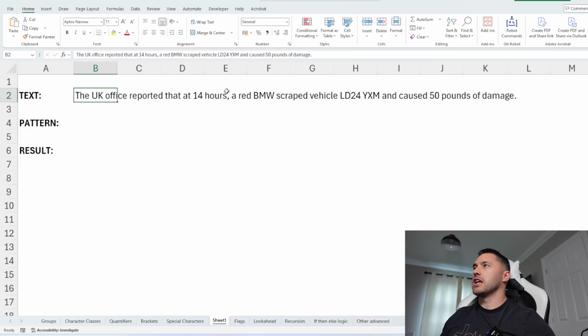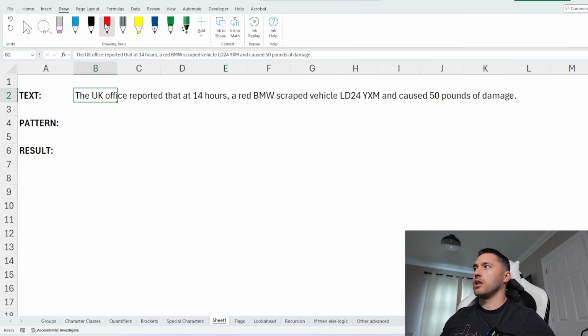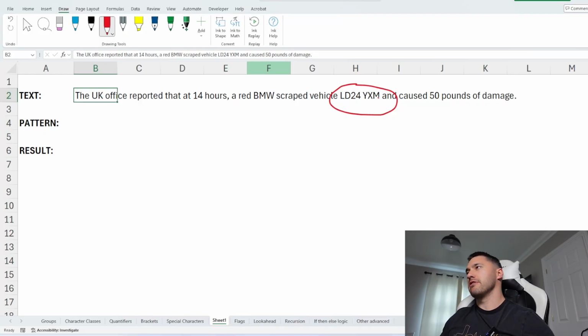So we have a sentence here that includes a UK license plate. So our license plate is here. For those that don't know, UK license plates are of this standard format, and it's really broken up into three sections, which means something. LD is where the license plate was registered. So LD is London. The next part is the year it was registered, so it was registered in 2024. And then we have three random letters on the end. So that's our license plate pattern: 2 letters, 2 numbers, 3 letters.